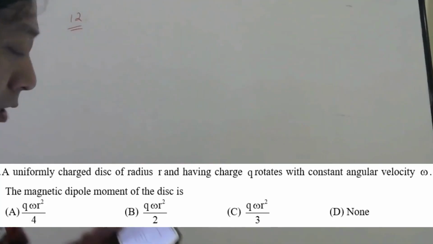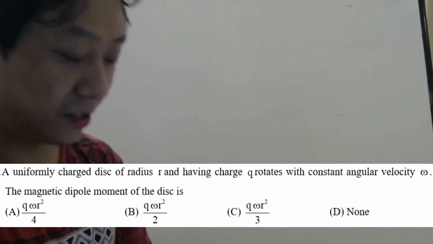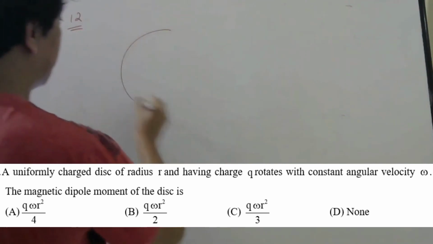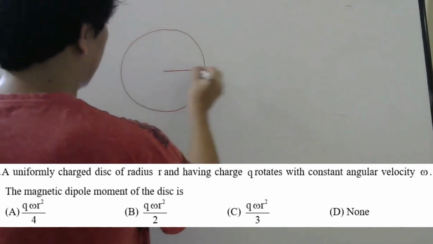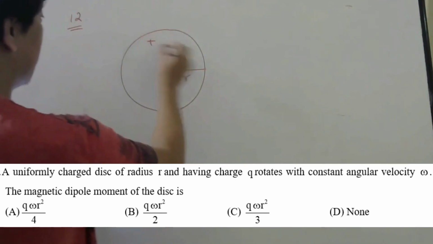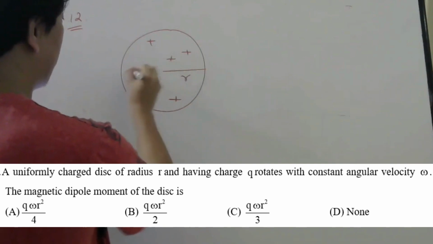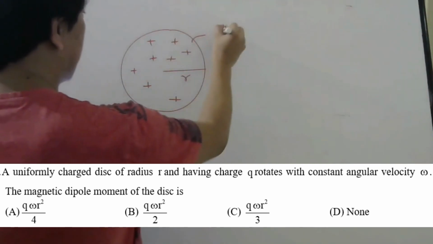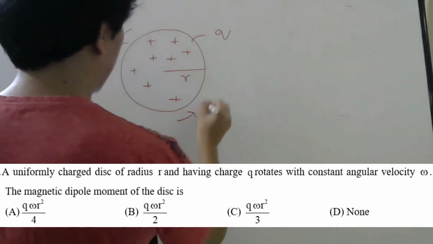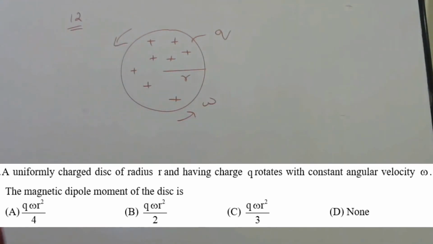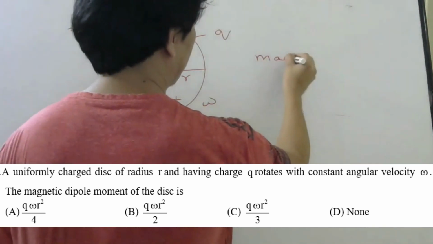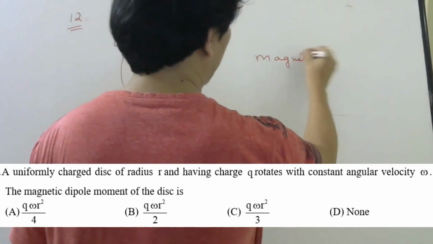Okay. A uniformly charged disk of radius small r. So there is a disk of radius small r having charge q, so the total charge is q, uniformly distributed. It rotates with angular speed omega. What is the magnetic dipole moment? Magnetic moment, let me write.